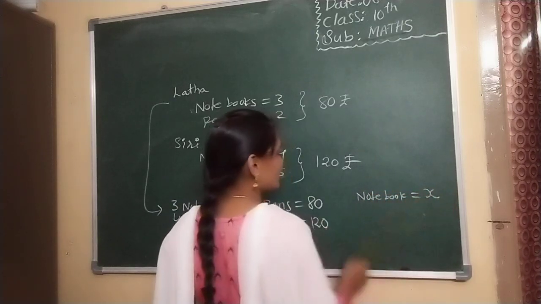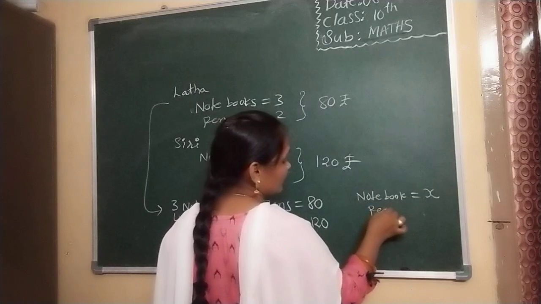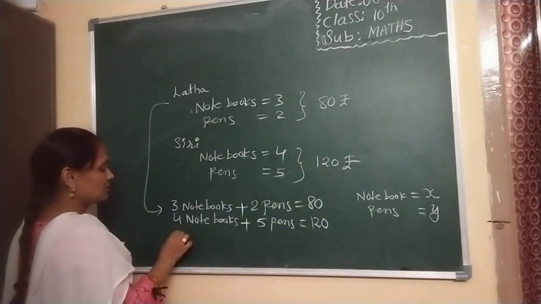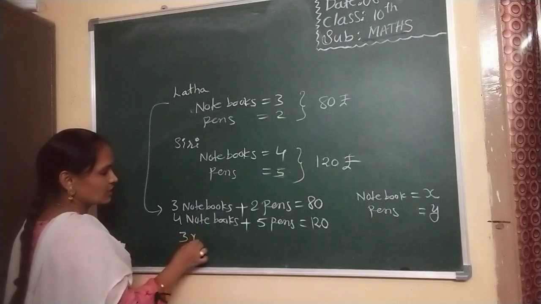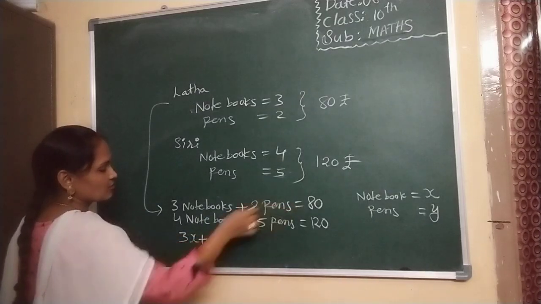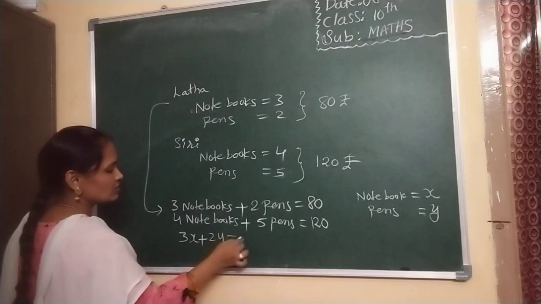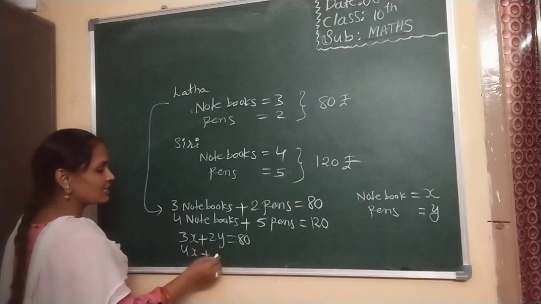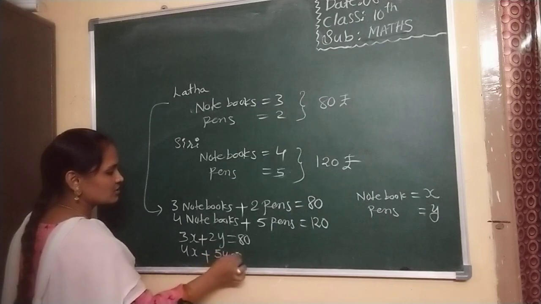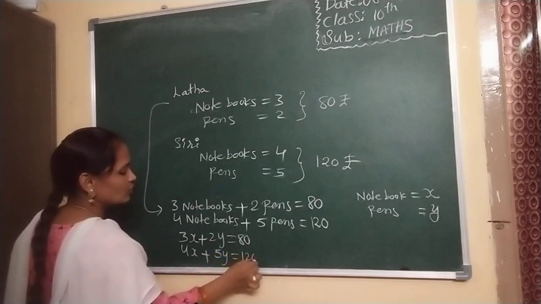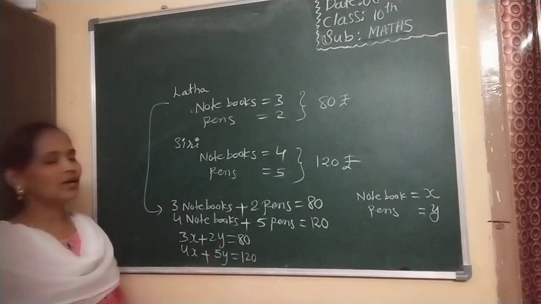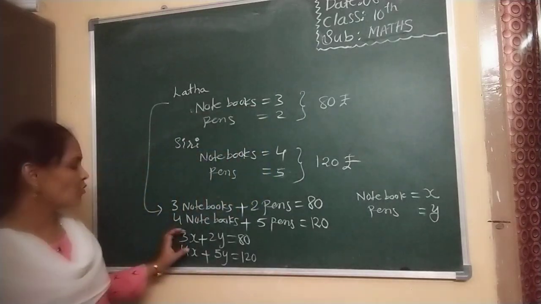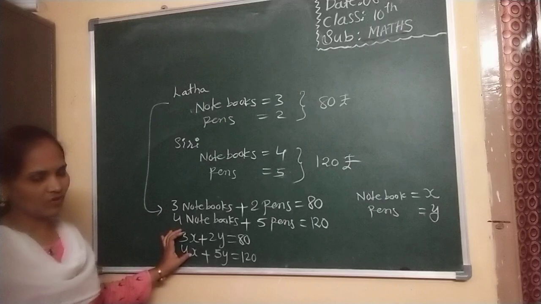Now, if you take the number of notebooks as x and pens as y, you can substitute: 3x plus 2y is equal to 80 rupees, and 4x plus 5y is equal to 120 rupees. Now x and y are variables, unknown values. This is in the form of an equation.